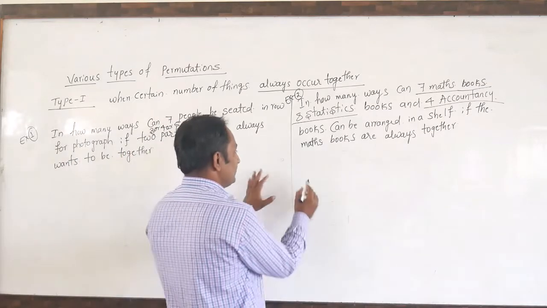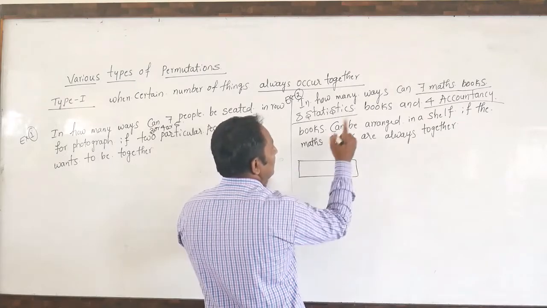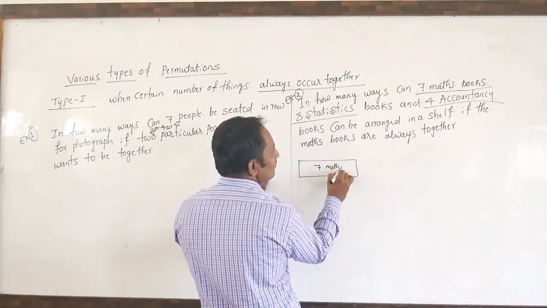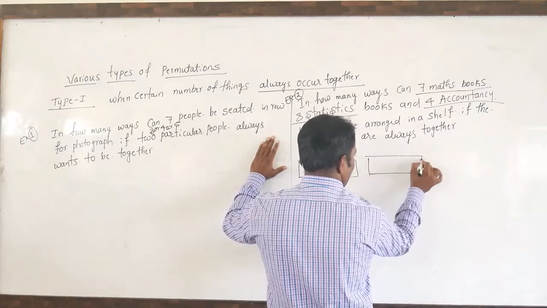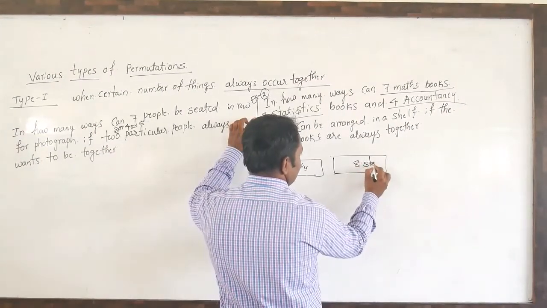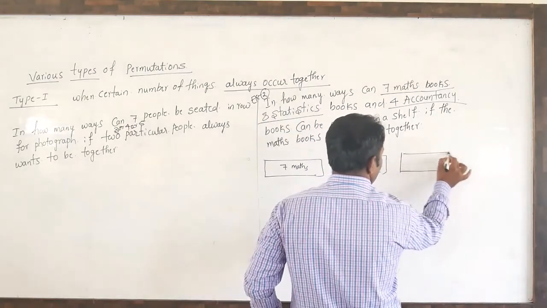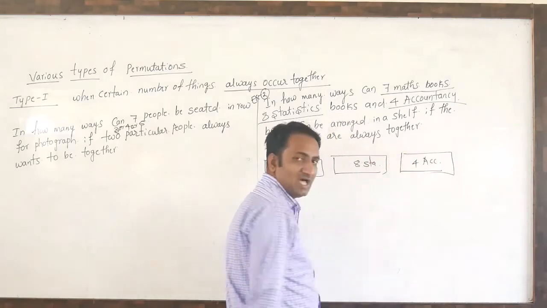Here, first we can make one box. Here 7 maths books are there. Here another box, 8 statistics books are there, and another one, 4 accountancy books are there.